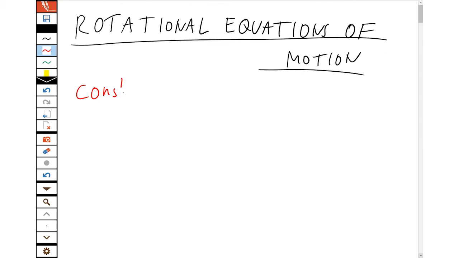These are for constant acceleration. We saw this back in the first equations of motion. If it's constant acceleration, it's equations of motion. If it's not constant acceleration, it's some other type of problem, usually conservation of energy.